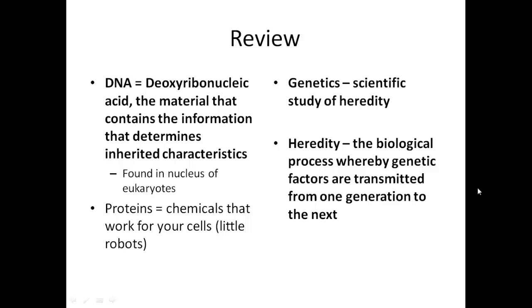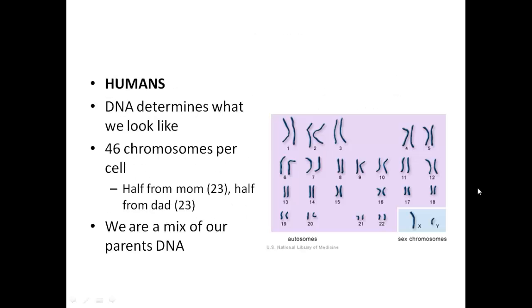Genetics is the study of heredity, and heredity is the biological process whereby genetic factors are transmitted from one generation to the next. So on the right is a picture of human chromosomes. We have 46 per cell. You get half from your mom, half from your dad. And we're a mix of DNA from both parents. So you get an equal mix of chromosomes from both parents.